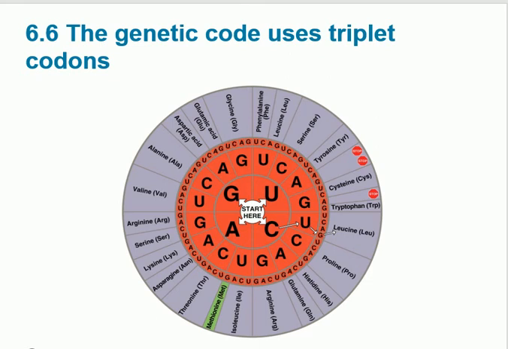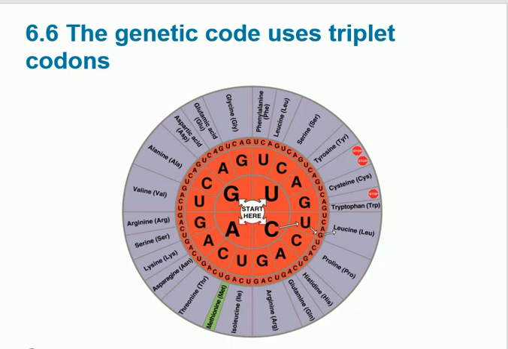AGA. Same thing, right? How about this? AGC. Serine. How about AGU? Also serine. Okay? So you can have several codes, and all of them will mean the same thing. Look at this one here.